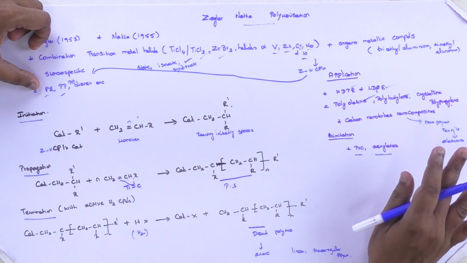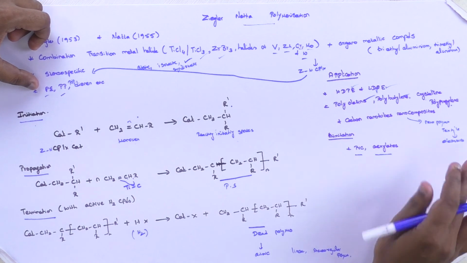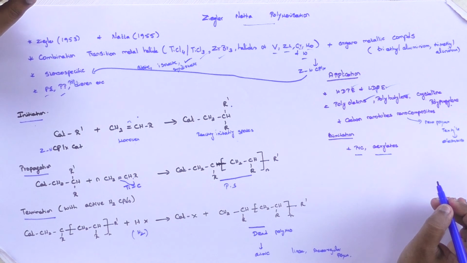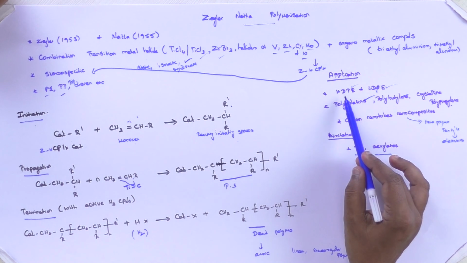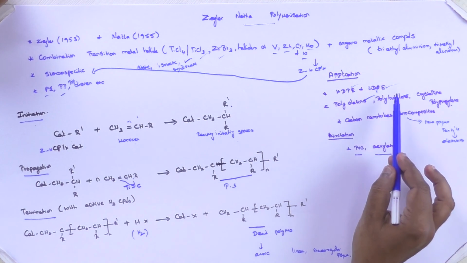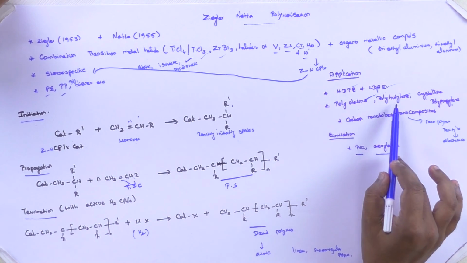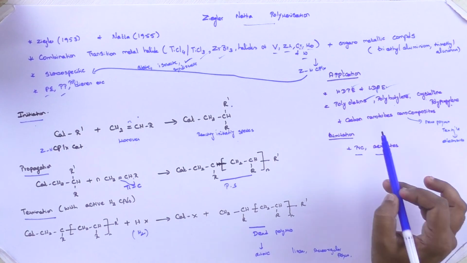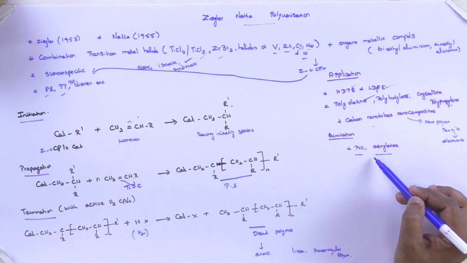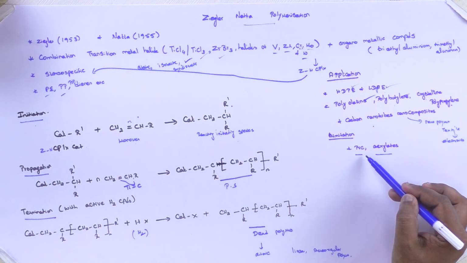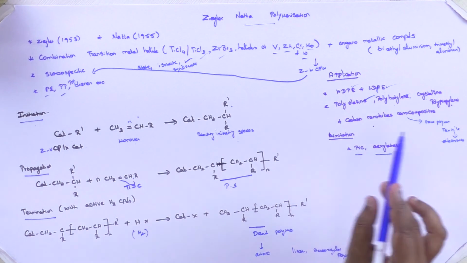So, this is about Ziegler-Natta polymerization. Summing up the applications again, Ziegler-Natta polymerization is used in the preparation of compounds such as LDPE, HDPE, polyolefins, polybutylene, polypropylene, carbon nanotubes, nanocomposites, etc. Their limitation is that they cannot be used in the synthesis of PVC and acrylates. So this is about Ziegler-Natta polymerization.